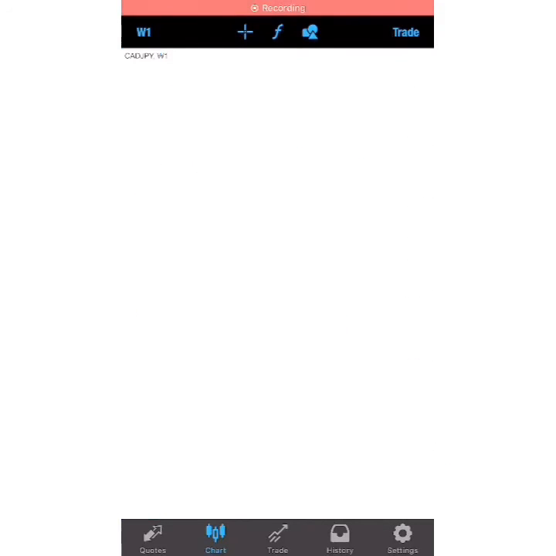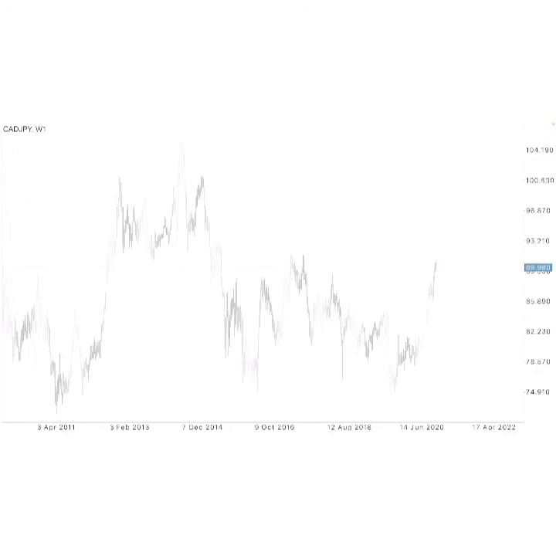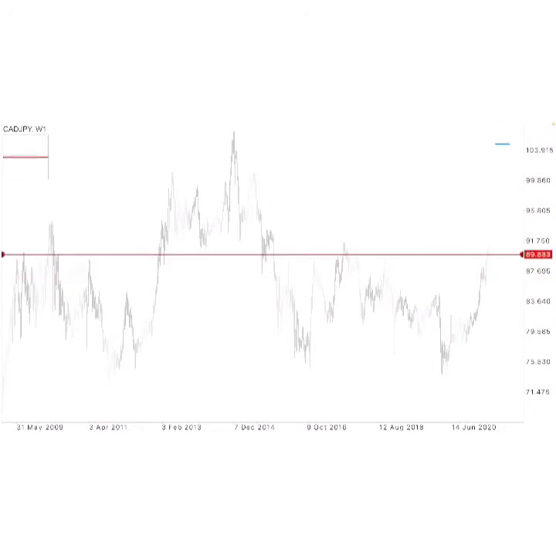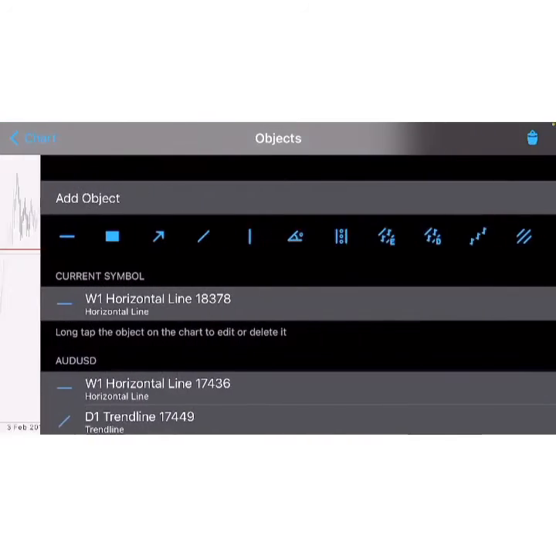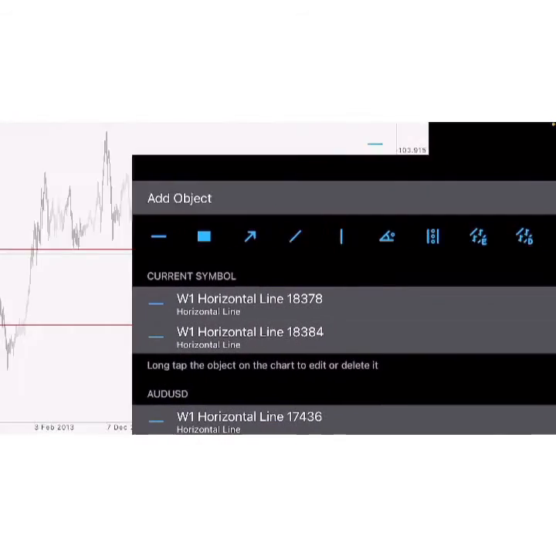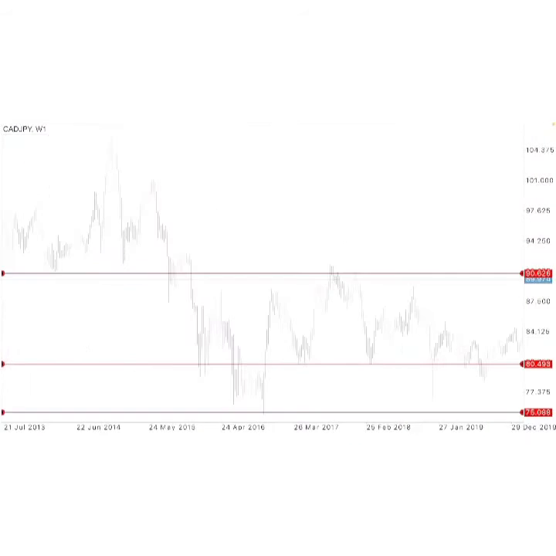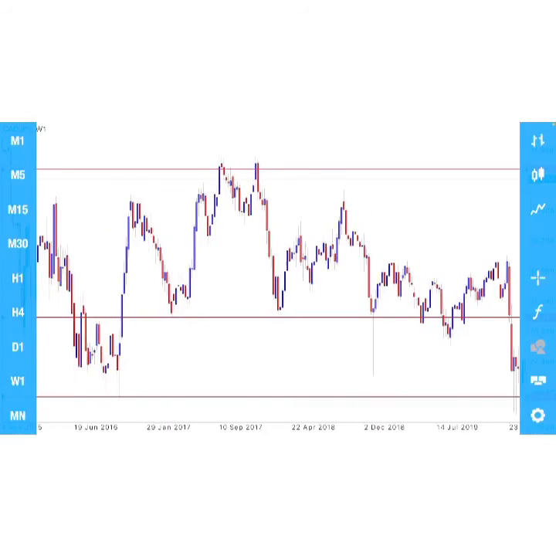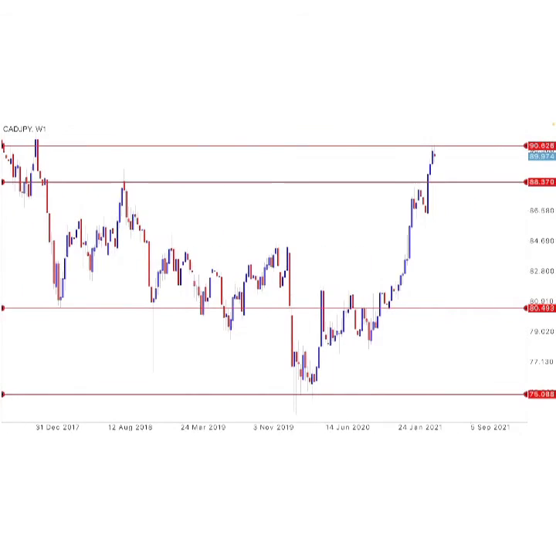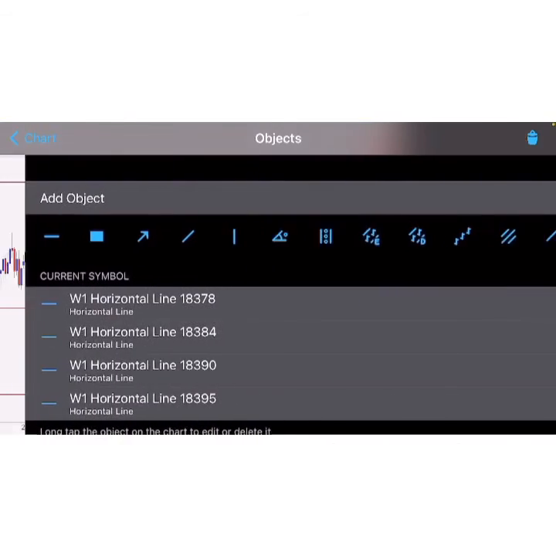So this is the CADJPY. We're going to start with the weekly time frame. The first thing I'm seeing is that this is the weekly high. The price was rejected multiple times. I know you might be wondering why I don't cater for most touches from below, because the price is not there, so it's of no use. But let me just do it here so you could see how it is. So these are the highs and lows, possible places the price could turn.